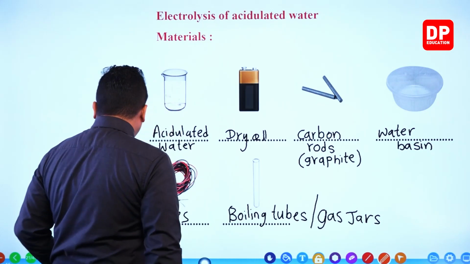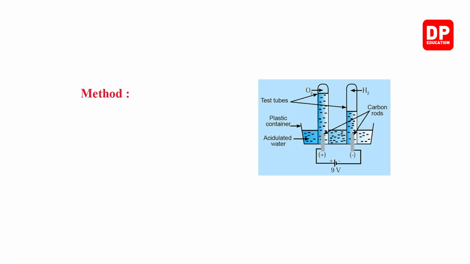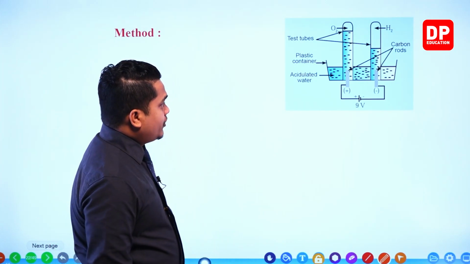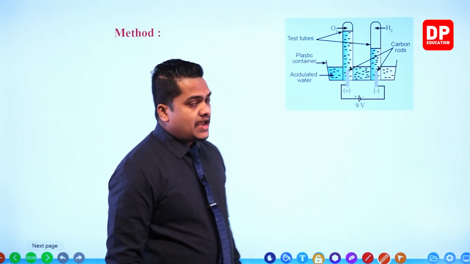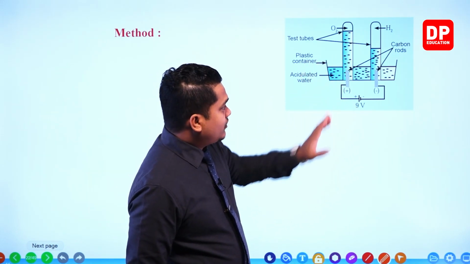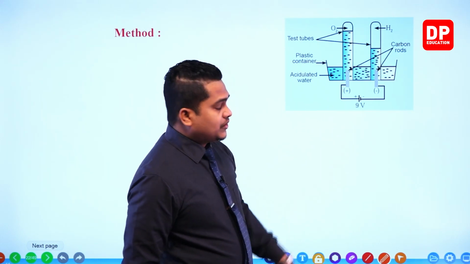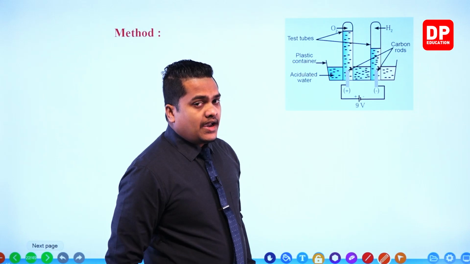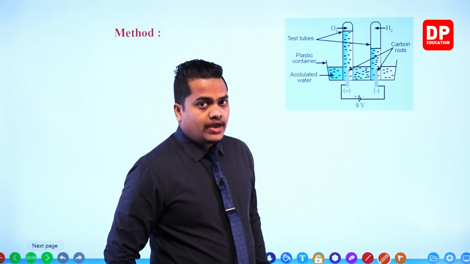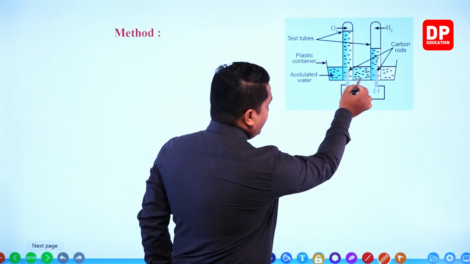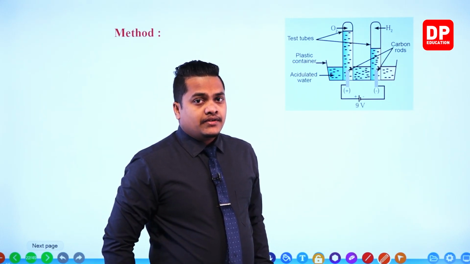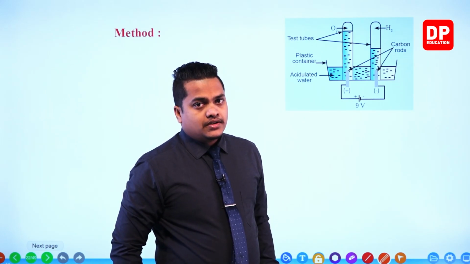So we'll head on to see the method. The method is very simple, my dear children. You are given a figure, right? Like this, you are given a figure. So what you have to do is take the water basin and fix the two gas jars or the boiling tubes according to the figure, and insert the two carbon electrodes, and first of all seal it very well so that water is not going to leak. Over here you have to seal it very well, otherwise water is going to leak. If the water is leaking, we won't be able to carry out the experiment properly.